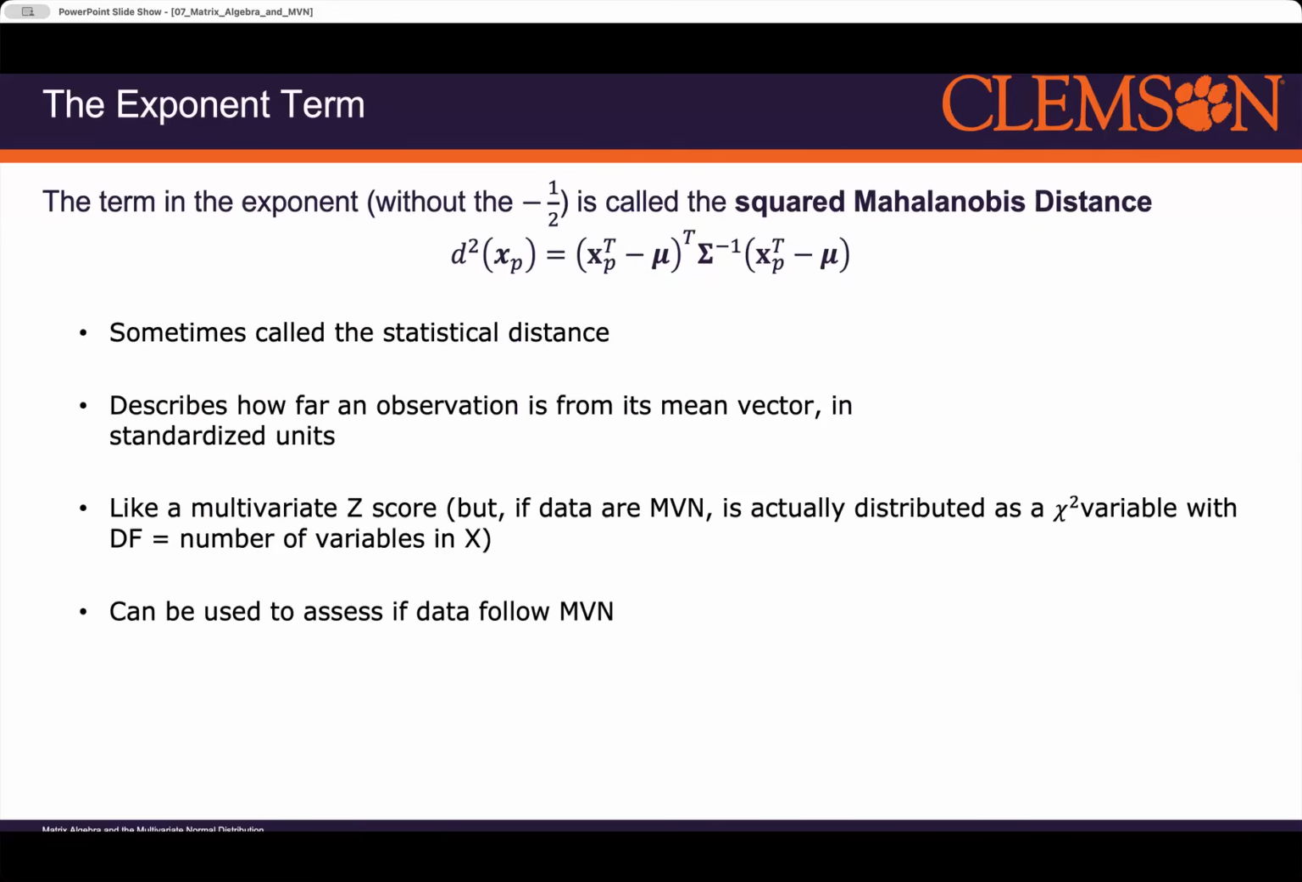Now, the term in the exponent right here, the vector x minus the mean vector mu, transpose, times the inverse covariance matrix, times the data vector minus its mean. That term, without the negative 1/2, is sometimes called the squared Mahalanobis distance.